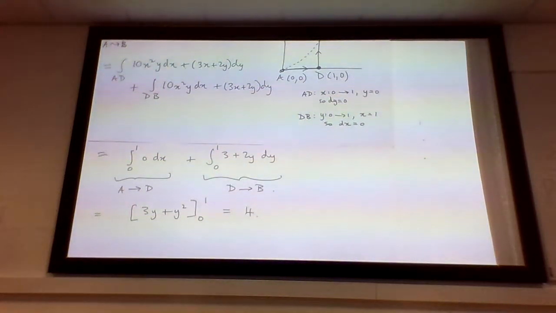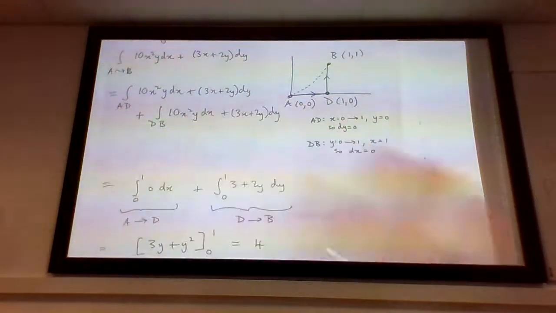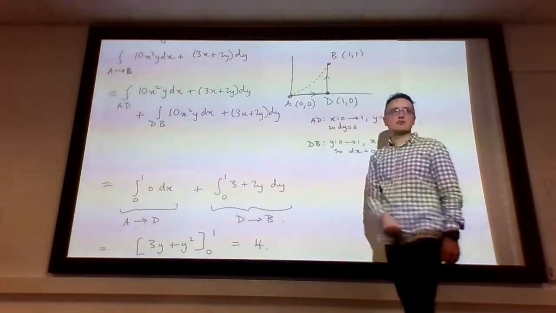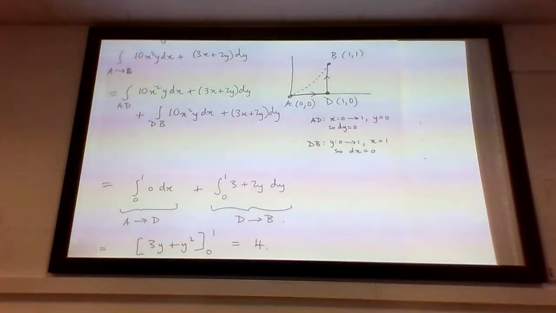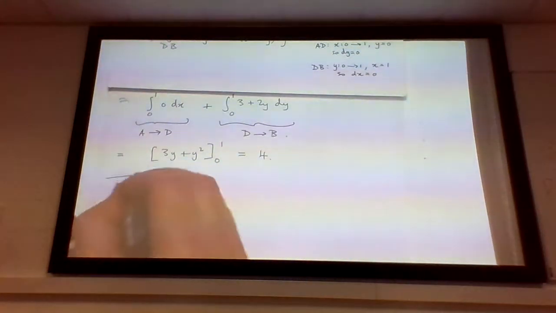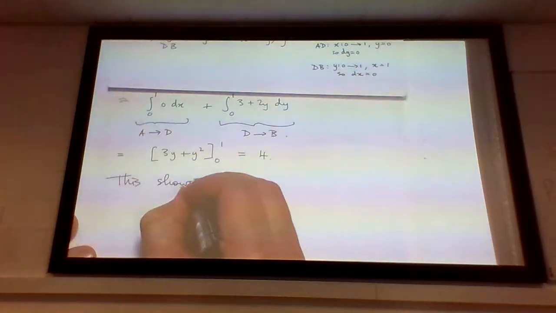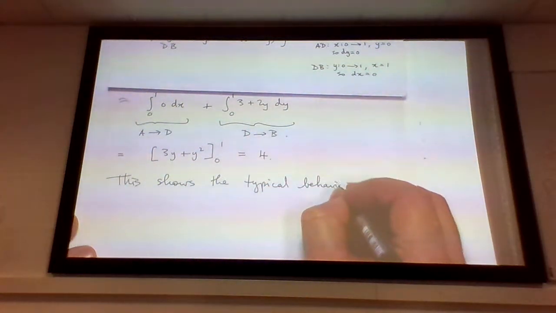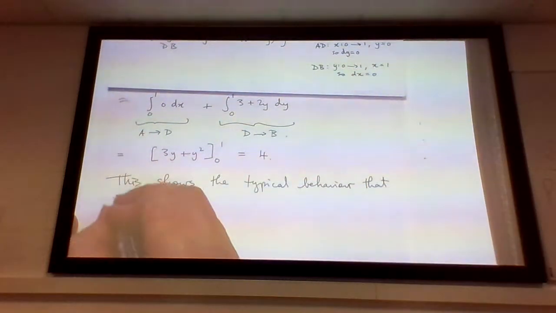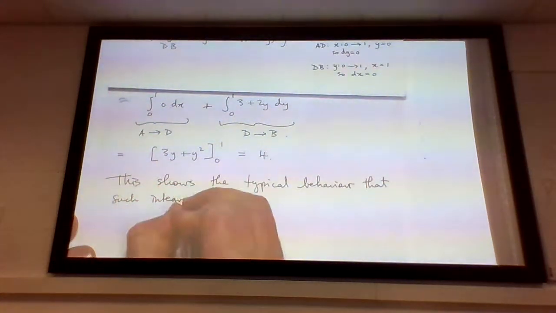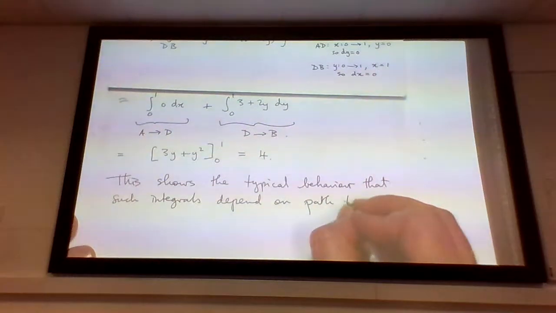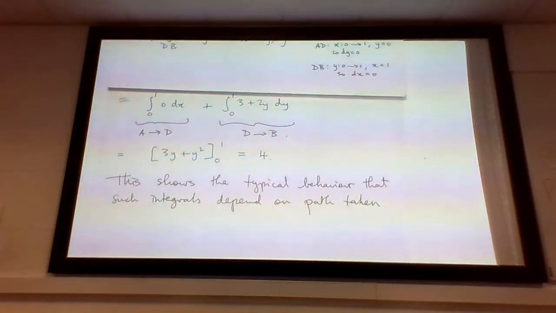But the 4 is not the same as the 5 that we got previously. In the first example a few minutes ago, we integrated the same linear differential form from A to B, but along the curve y equals x squared, and we got the answer 5. So what this example shows is the typical behavior that such integrals depend on the path taken, even though the start and end points might be the same.